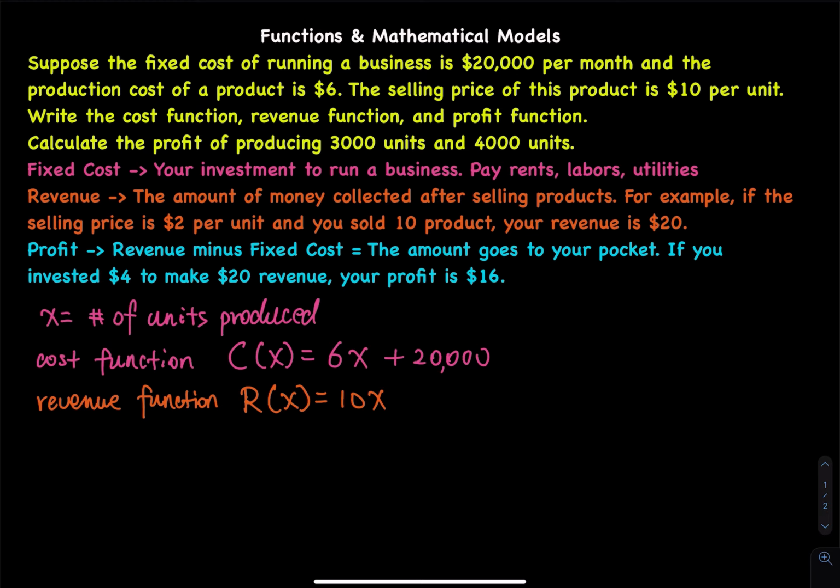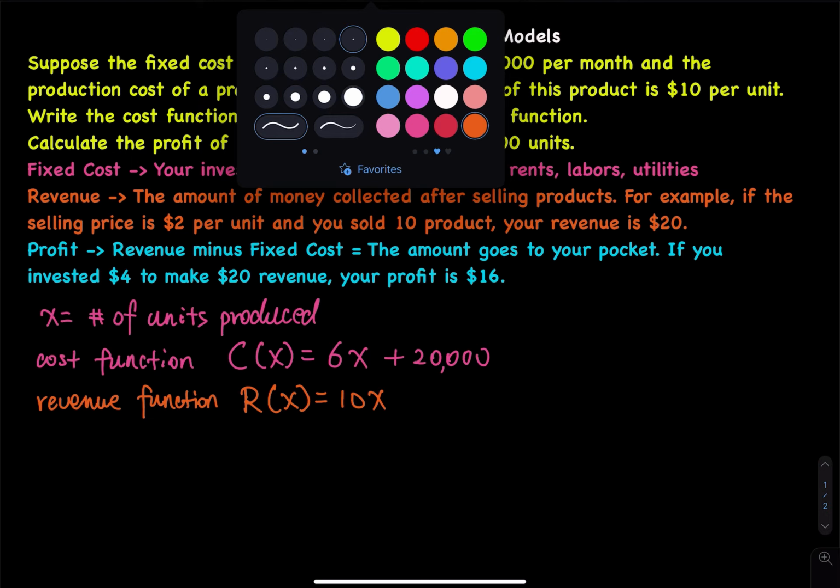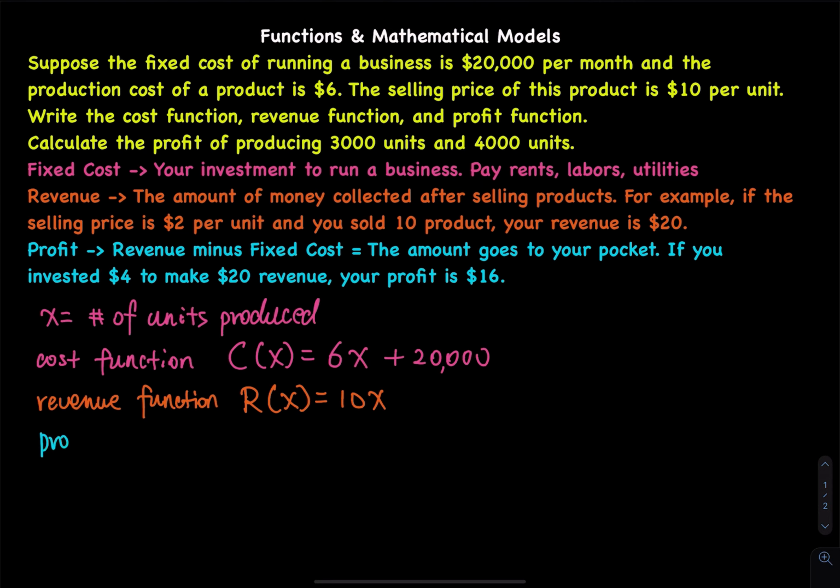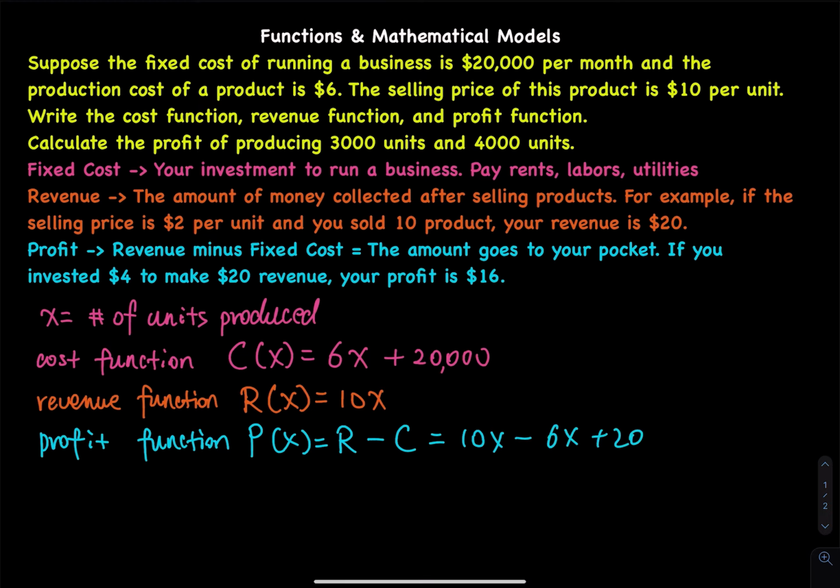All right, and then the next one is the profit function. For the profit function, you have to take the revenue and subtract the cost, right? So revenue minus cost. I'm going to call that function P, so P of X equals revenue minus cost, which equals 10x minus 6x plus 20,000.